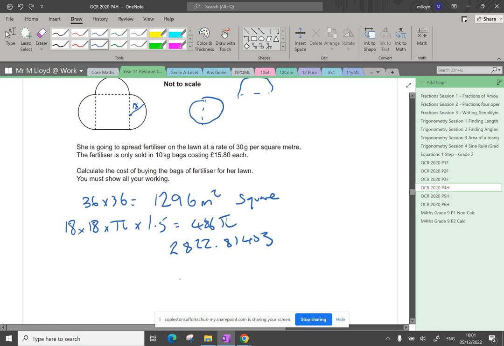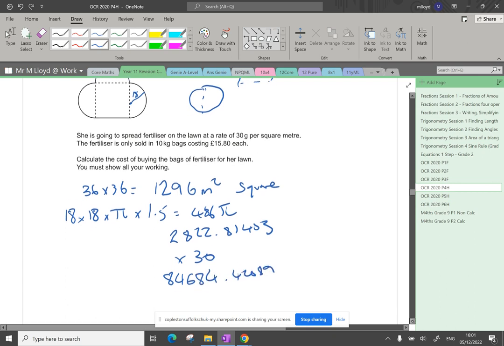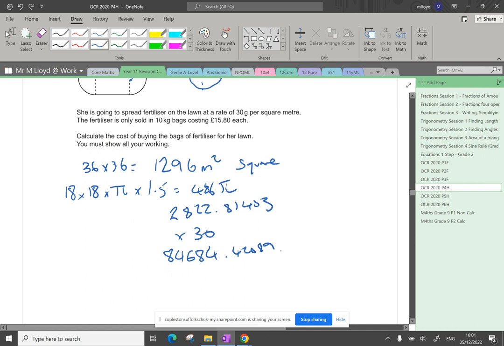So we're going to need to multiply this number by 30 to work out how many grams we need. That is 84684.42089 grams, of course. Then we divide that by 1,000 because I want that in kilograms. That's 84.684. I'm not going to do any more there. That's kilograms. So this is sold in 10 kilogram bags. So we're going to need 9 bags.